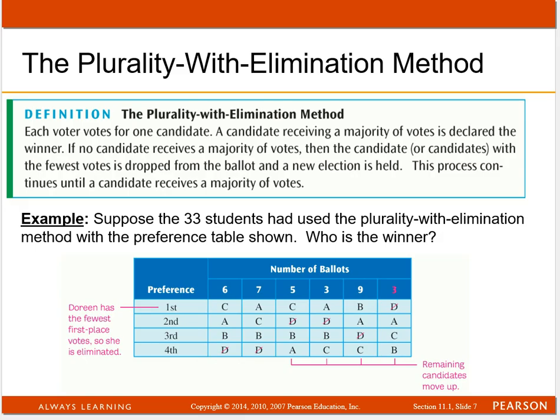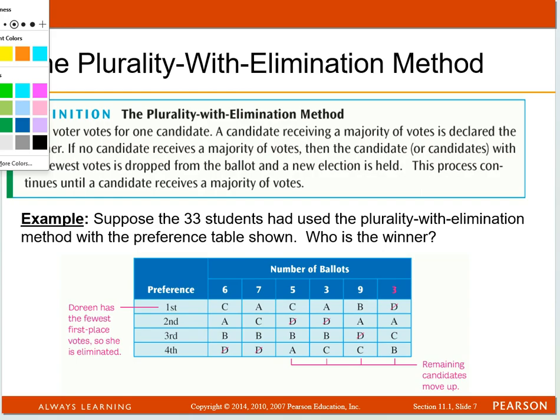So originally, when we did the Anne, Ben, Karim, and Doreen problem, there were 33 votes, and Karim won with only 11 votes. 11 over 33, that's just 1/3 of the votes. In order to have the majority, you have to have more than half.